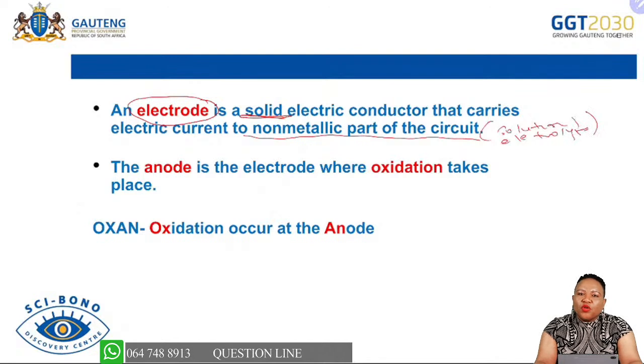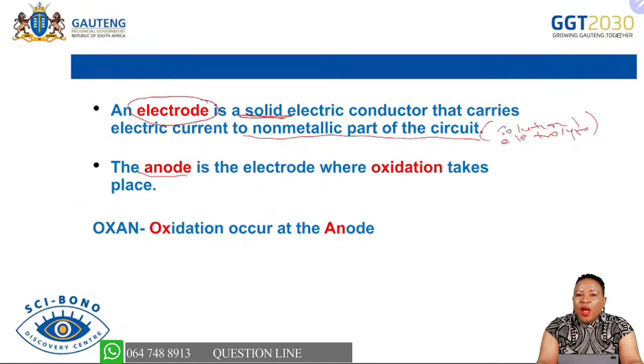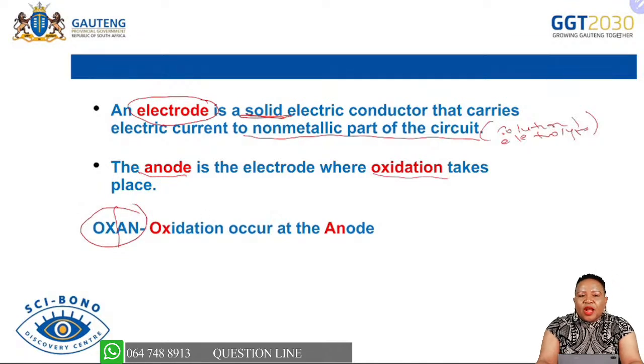So we have two types of electrodes that will allow the possibility of electron transfer. We have the anode, which is our electrode where oxidation will occur. And for us to remember, we can use OX-AN, meaning that OX for oxidation, AN for anode. So OX-AN, oxidation occurs at the anode.